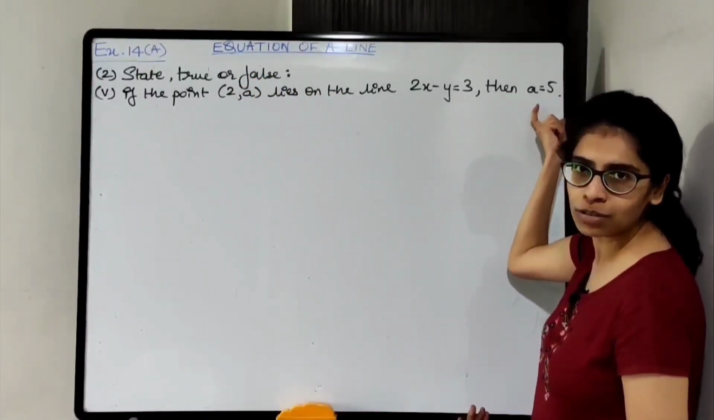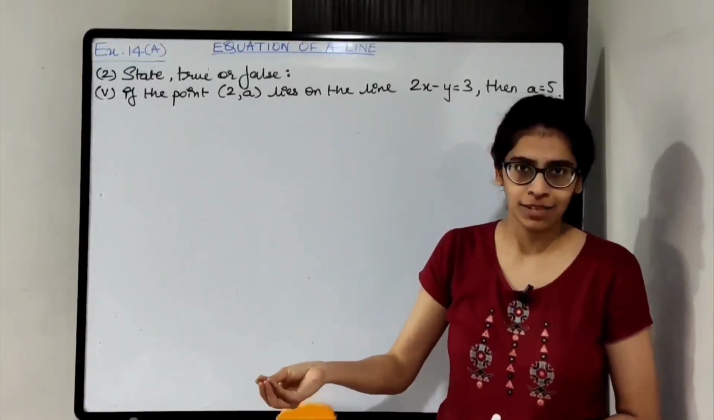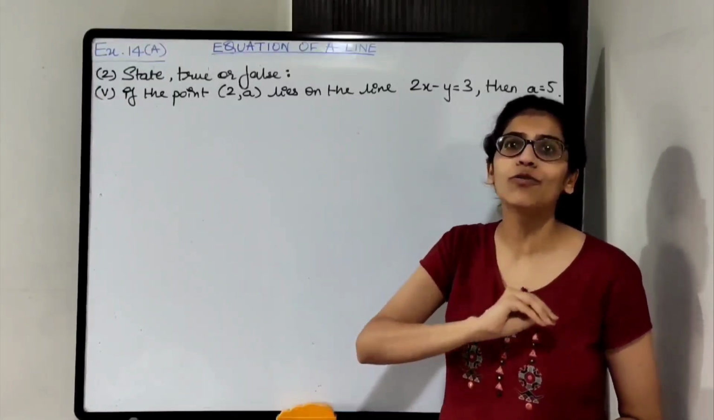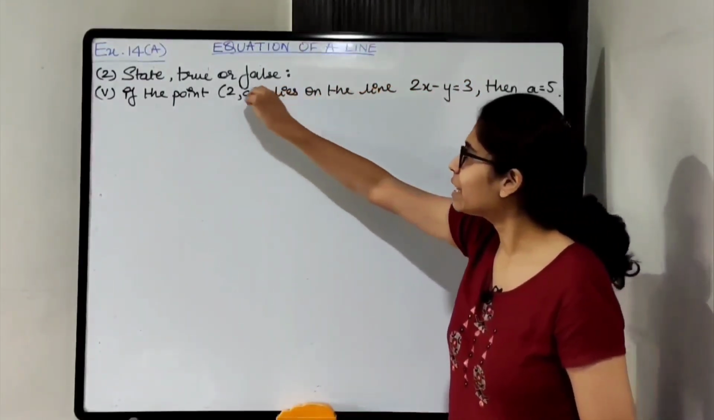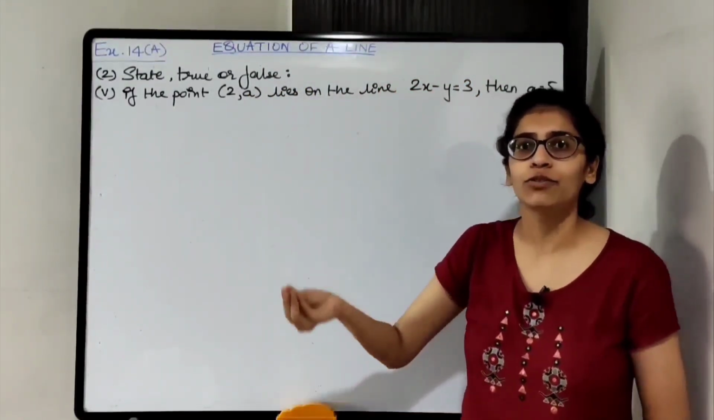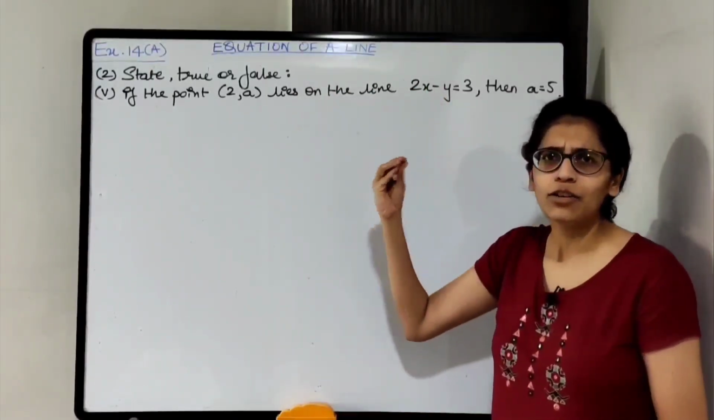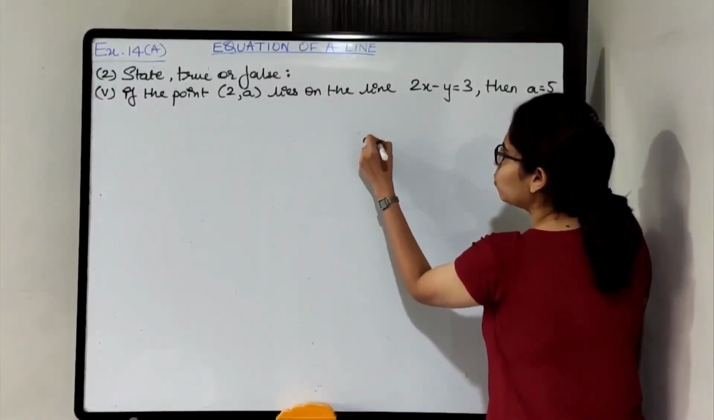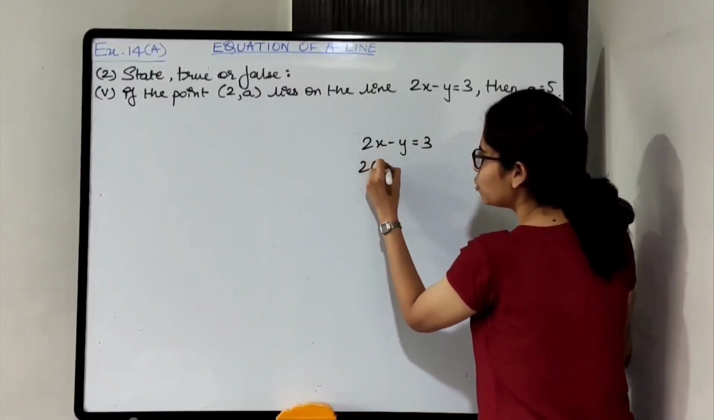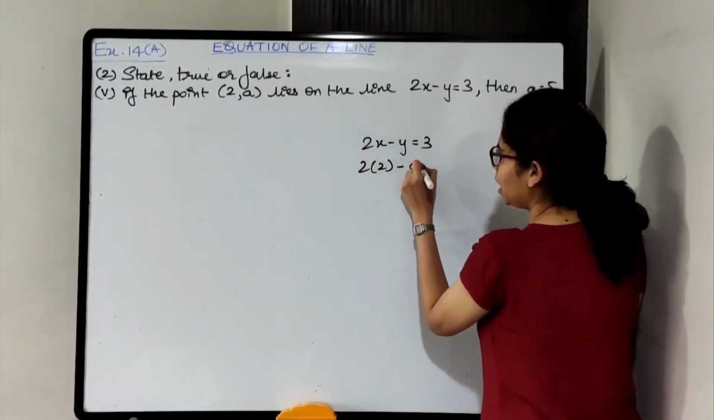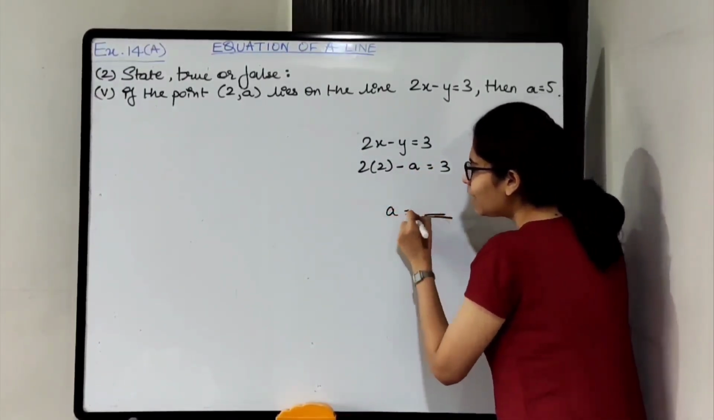That is what they have told. Now, is A का value 5 or not? That is the main thing. So you need to find out if this is true or false. Okay, so point is lying on the line, but is A equal to 5 or not? That is what you have to find out. So if you substitute the values in the equation, you will find out the value of A. Okay, equation है 2x minus y equal to 3. So x की जगह पे 2 substitute करेंगे and y की जगह पे A, and you just have to solve further. Okay, solve करके you need to find out A का value क्या मिल रहा है.